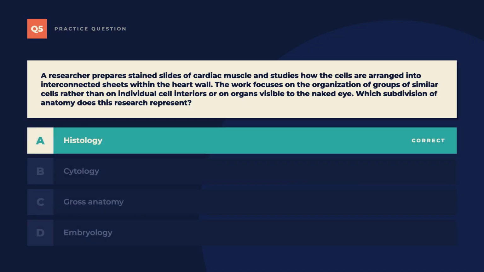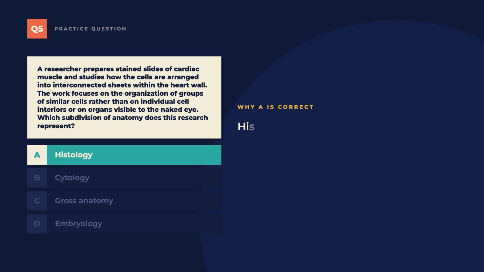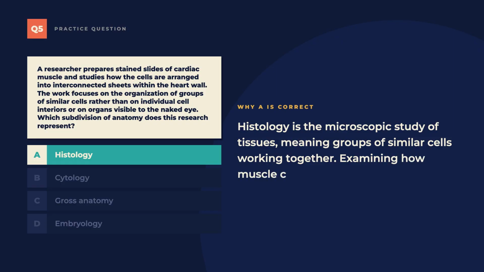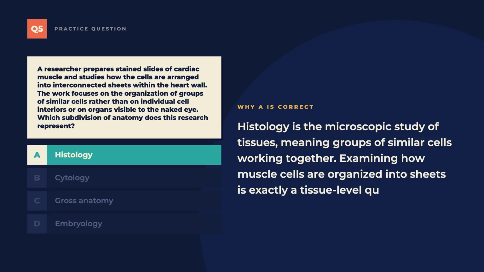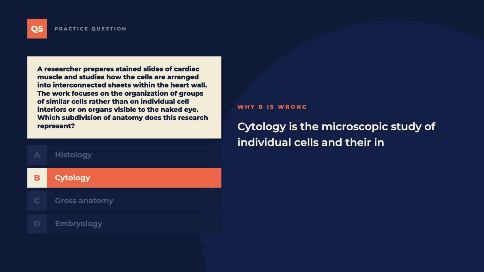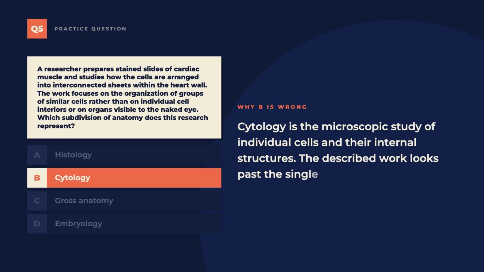The correct answer is A. Histology. A is correct because histology is the microscopic study of tissues, meaning groups of similar cells working together. Examining how muscle cells are organized into sheets is exactly a tissue-level question. B is wrong because cytology is the microscopic study of individual cells and their internal structures. The described work looks past the single cell to how cells are arranged as a group.